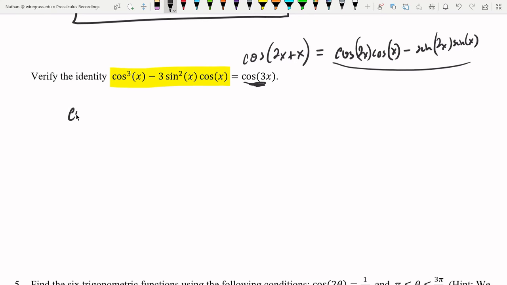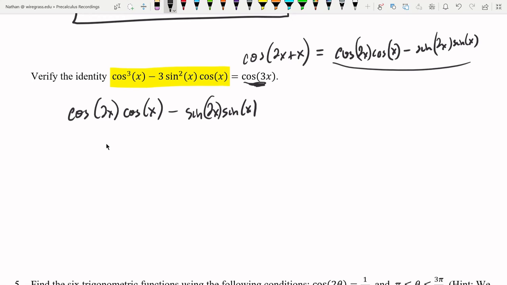So cosine 2x cosine x. Well, I already have that cosine x. That's good. If I can find a way of getting an extra power of 2 here, then that will combine into my cosine to the power of 3. And then we have sine 2x and sine of x. So first off, I can see there's no 2x's in there. So let's use the double angle formulas to simplify.